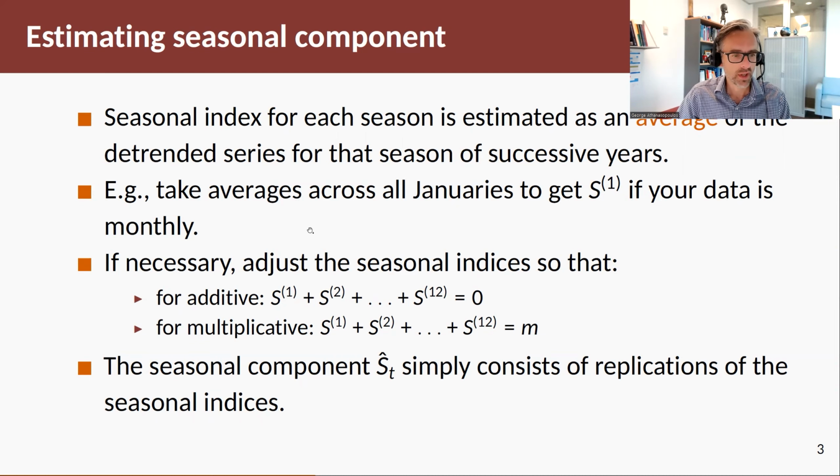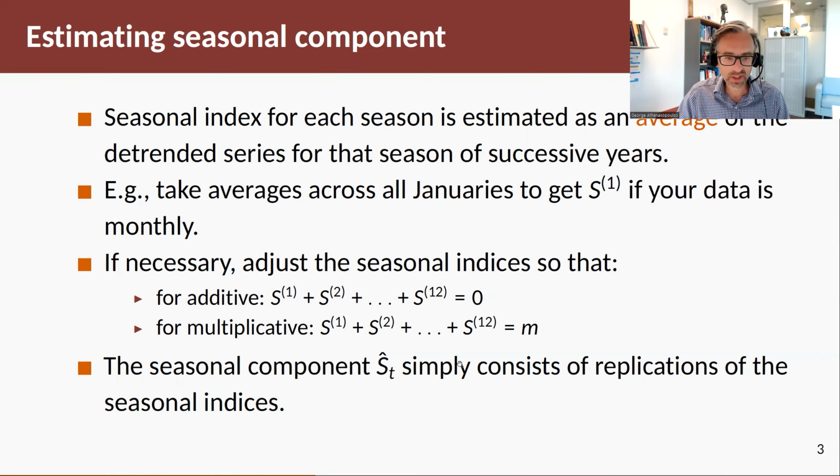Now, if necessary, we can adjust these. We can have them constrained so that in an additive decomposition, these seasonal indices add to 0. In a multiplicative decomposition, these seasonal indices will add to M. So basically, what we do here is sum these up and spread out the difference, so that they sum up to 0 if it's additive, or they sum up to M if it's multiplicative.